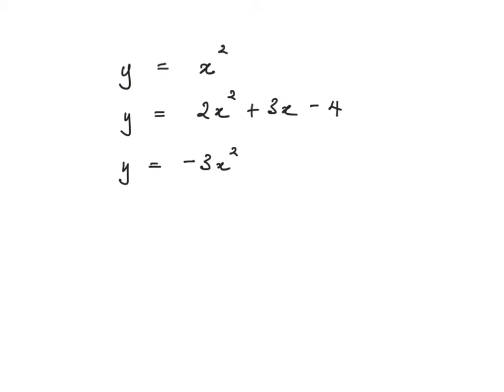Now the 3x term, in this one here, that's what we call a linear term. And this is the constant term. So quadratic, x squared, linear, x to the power of 1, and the constant term, minus 4.